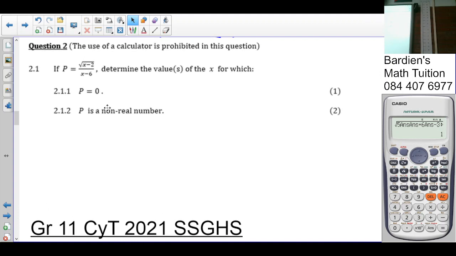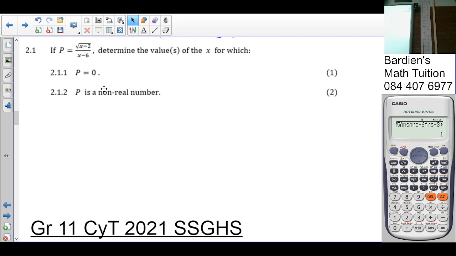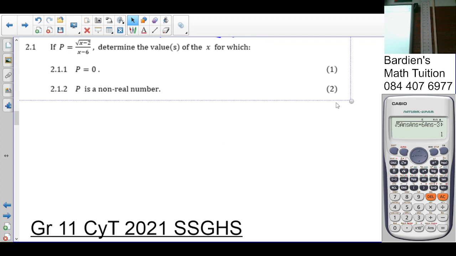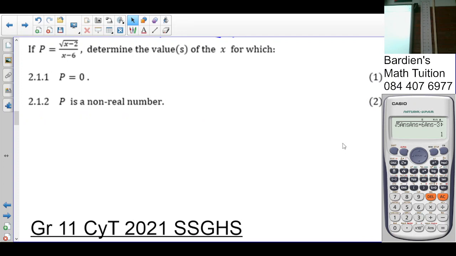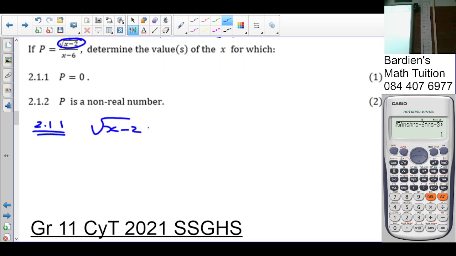It says the use of a calculator is prohibited in this question, or answer these questions without the use of a calculator would be the same instruction. They said if p is equal to the square root of x minus 2 over x minus 6, determine the values for x for which p is equal to 0. Under what condition will p be equal to 0? When the numerator is equal to 0. So it's the root of x minus 2 is equal to 0, square both sides, x minus 2 is equal to 0, x equal to 2.